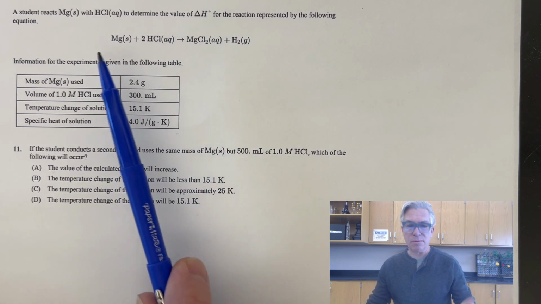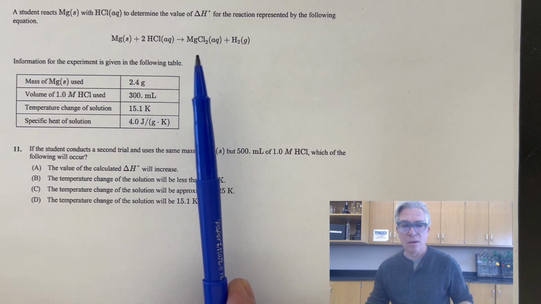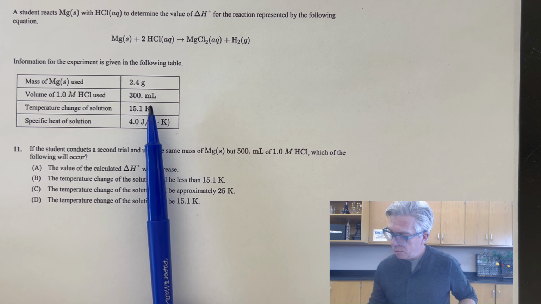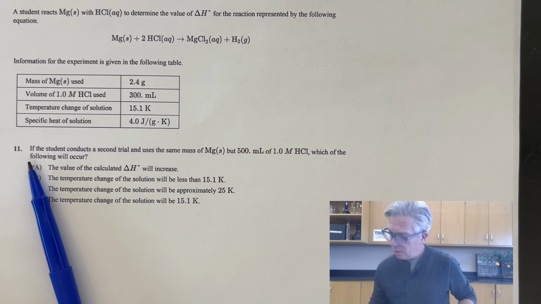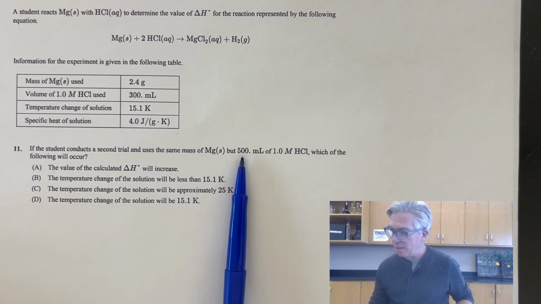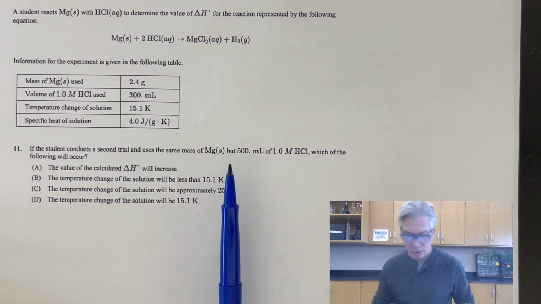Sometimes my students miss things because they just go right to the reaction and miss one of the instructions, or they get it opposite. Information about the experiment is given below. 2.4 grams of magnesium, the volume is 300, and so on. The actual question is, if the student conducts a second trial and uses the same mass of magnesium but 500 milliliters of acid, which of the following will occur?